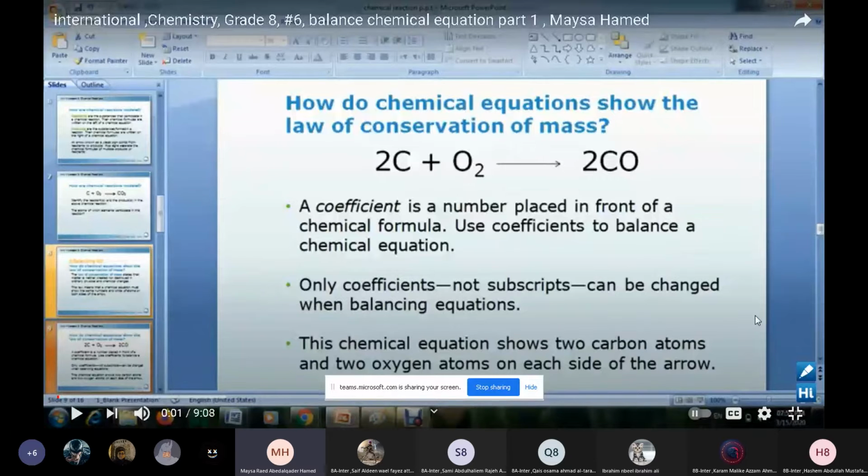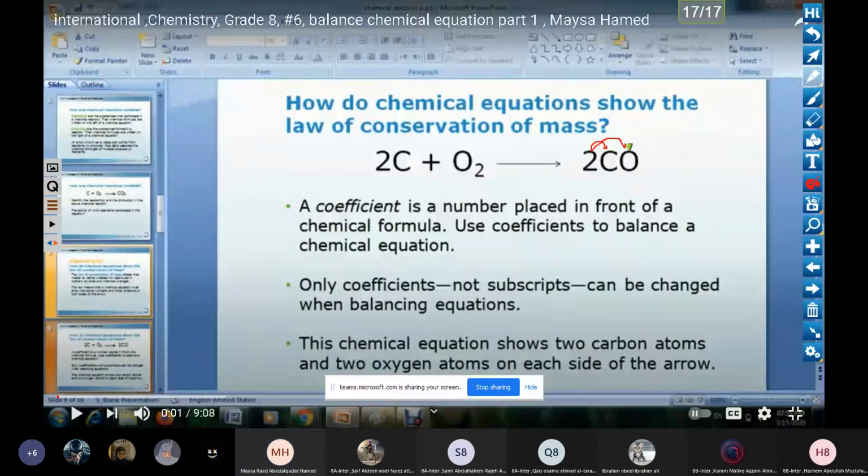Let's look at the product. I'll tell you now about this coefficient 2. This 2 is for both carbon and oxygen. Again, this 2 is for both, for carbon and for oxygen.